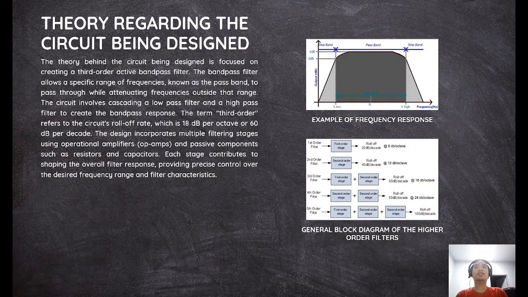The term third order refers to the circuit roll-off rate, which we can see in the picture here, in the general block diagram of the higher order filter. In a third order filter, the roll-off rate is 18 dB per octave or 60 dB per decade. The design incorporates multiple filtering stages using op-amps and passive components such as resistors and capacitors. Each stage contributes to shaping the overall filter response, providing precise control over the desired frequency range and filter characteristic. That's all for my part.